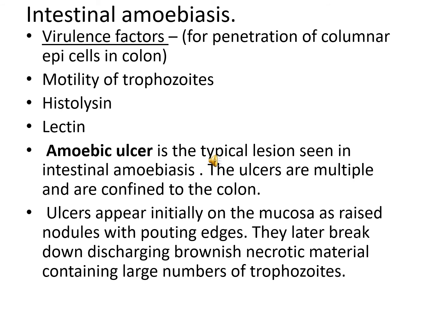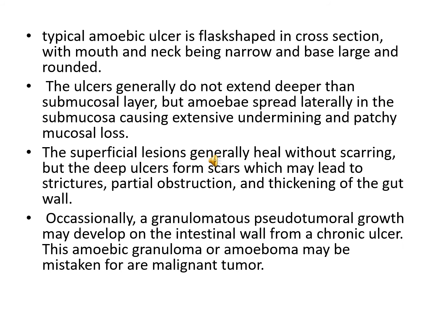So intestinal amoebiasis is caused by the virulence factors produced by the amoeba, that is the motility of the trophozoites, and the enzymes produced, histolysin and lectin. Using the enzymes, the trophozoites invade the columnar epithelial cell, causing amoebic ulcer. So it is confined only to the colon and the cecum. So this is the explanation of the typical amoebic ulcer. This is a continuation of the amoebic ulcer.